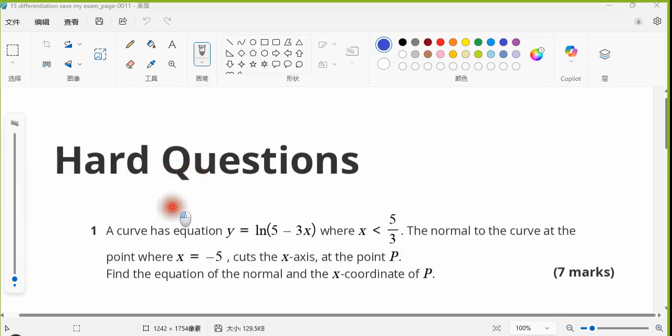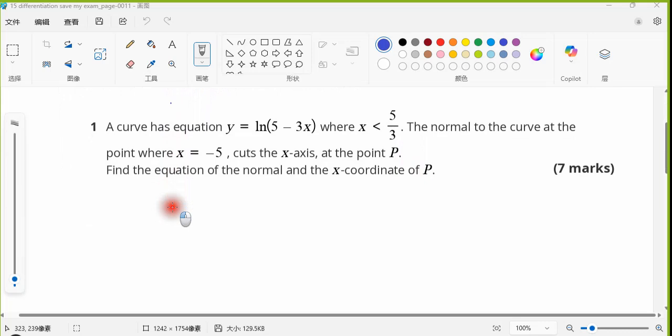Hard question. A curve has equation y equal to ln(5 minus 3x), x less than 5/3. The normal to the curve at x equal to negative 5 cuts the x-axis at point P. Find the equation of the normal and the x-coordinate of P. So when x equal to negative 5, y will be ln(5 minus 3 times negative 5), then it will be ln 20.